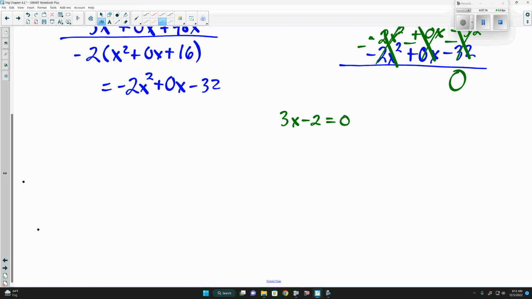And we just have to solve it. Once we solve it, we have the last solution. So the first thing we can do is add 2 to both sides, telling us 3x is equal to 2. Divide both sides by 3, telling us x is 2/3. So the last solution that we had is 2/3.